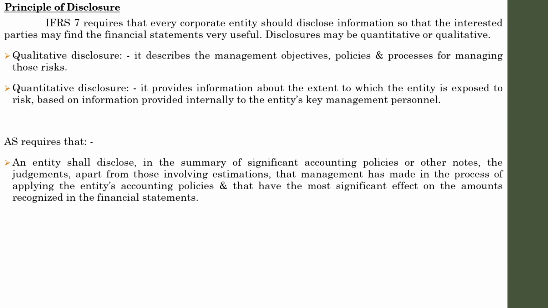The concept is, we have learned that as per IFRS 7, the company must disclose information apart from the statements. So, in that information, it should make sure that it provides information regarding the summary of significant accounting policies or other notes involving estimates that the management has made in the process of applying the entity's accounting policies that have the most significant effect on the amount recognized in the financial statement. That is, in the financial statement we will record key elements. We all know what the key elements are.